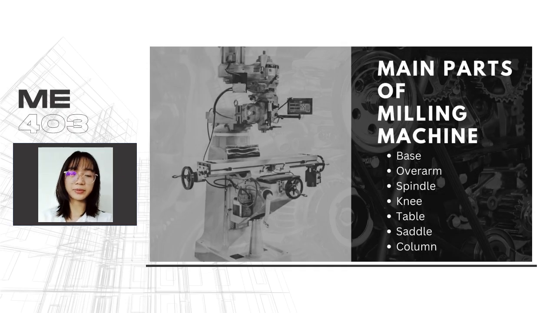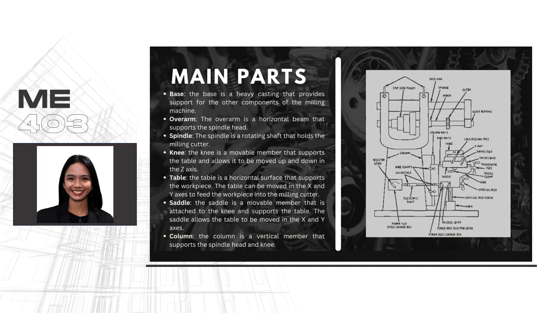An operator must be knowledgeable of the parts of a milling machine. This includes the base, the overarm, the spindle, the knee, the table, the saddle, and the column. The base provides support for the other components of the machine. The overarm is the horizontal beam that supports the spindle head. The spindle is the rotating shaft that holds the milling cutter. The knee is the movable component that supports the table.